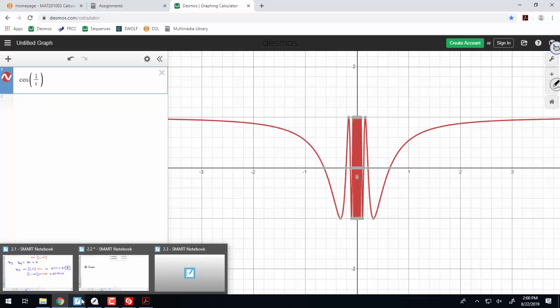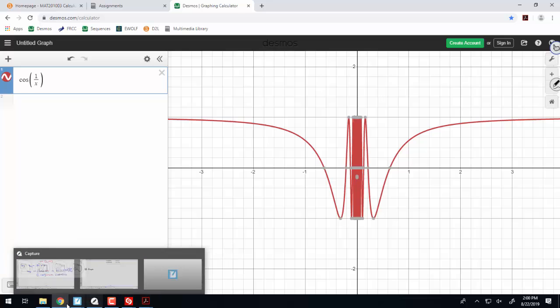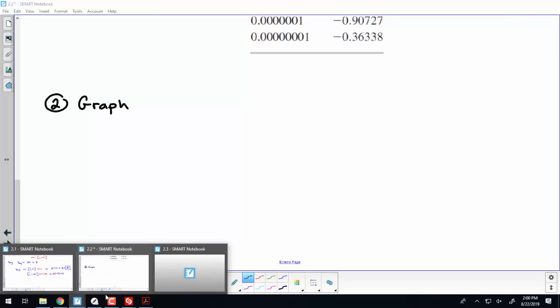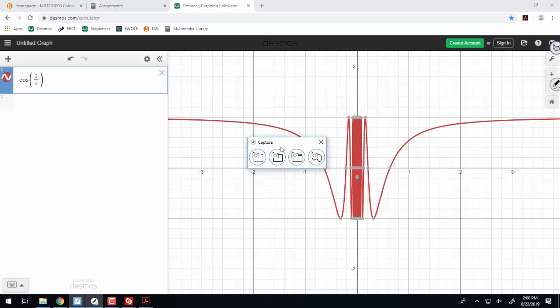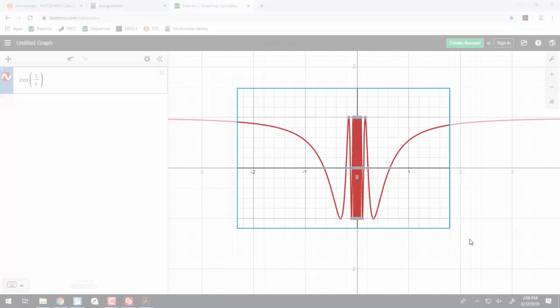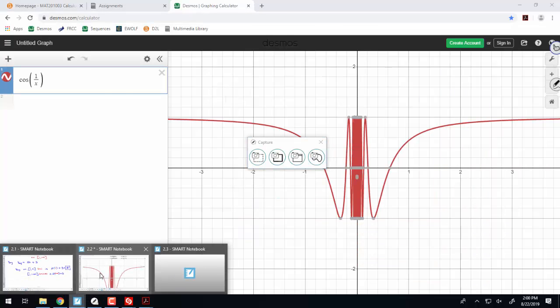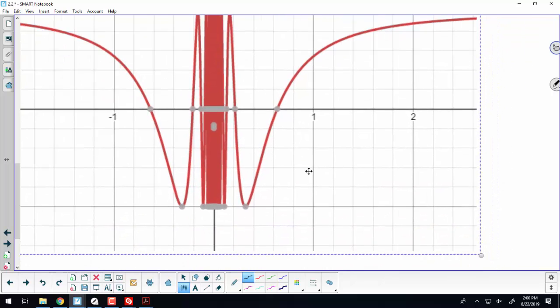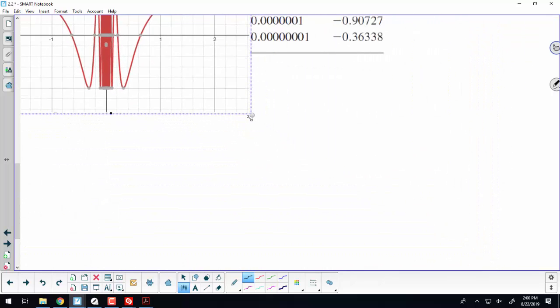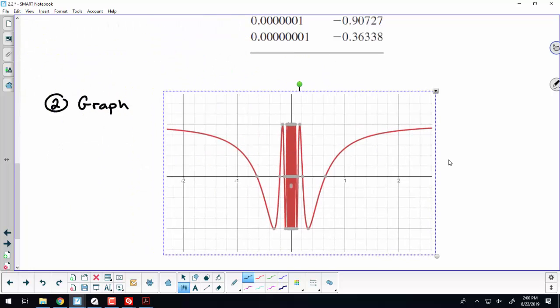And granted, this is a little bit more of an elaborate function than lines and polynomials and even rational functions, even standard trig functions or inverse trig functions. But it does bring up the issue of the limitations of looking at limits numerically or graphically. And we're definitely going to be talking about how to figure out limits of cosine. We'll look at some of those more difficult things later on in chapter 2.